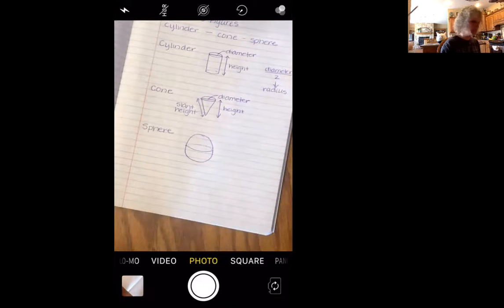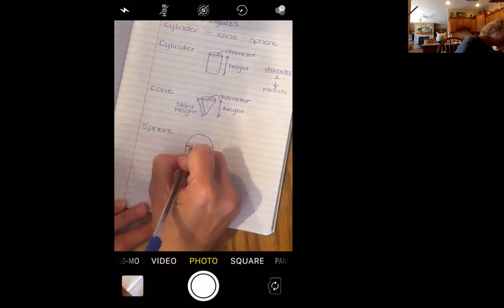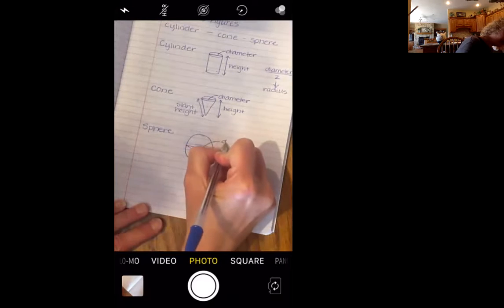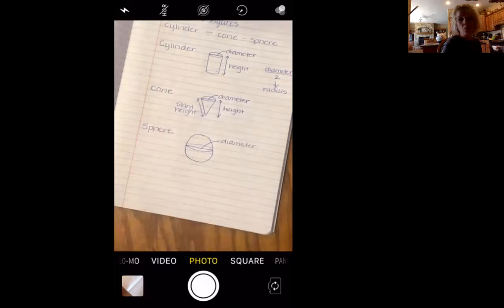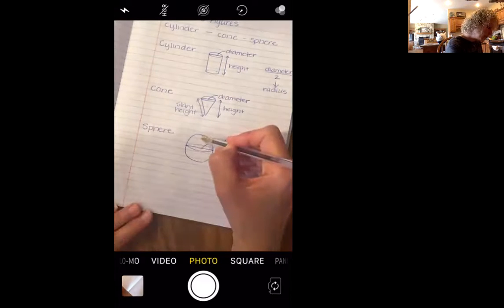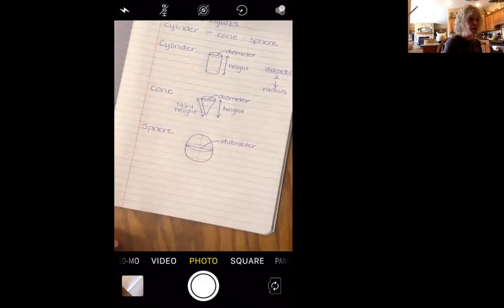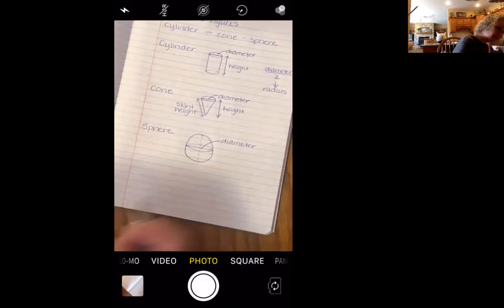Now, a sphere is kind of special because, once again, it is a circle. So we have a diameter, which, if you needed to, you could find the radius as well. But I want you to notice this. If we were to draw the diameter going up and down, some of us might think that this is the height, and we would be correct. It is the height of the sphere, but it also is still the diameter.